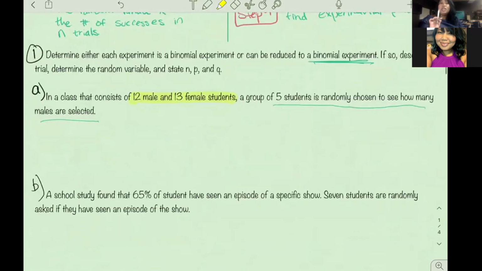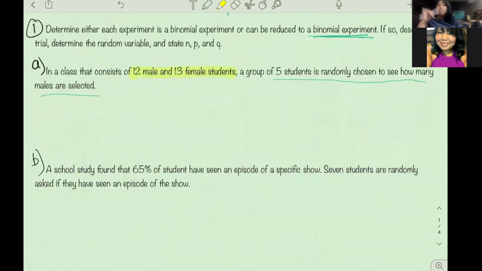When you do heads or tails on a coin, every time you flip a coin, the probability of success is still 50% no matter what. But in this case, because there's an allotted amount of male and female, it changes that. So therefore, this cannot be a binomial experiment, right? Because the percentage of the probability of the males changes every time you go down the line.